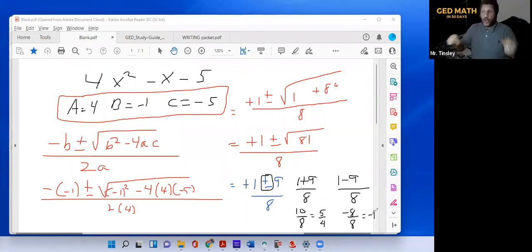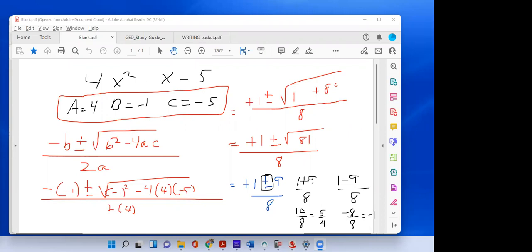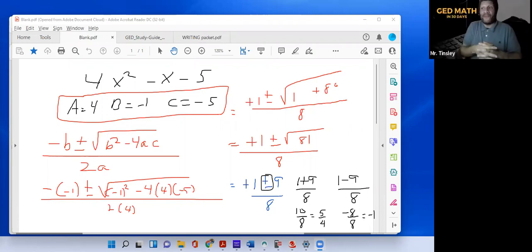But what I want you to do, again, if you know how to use the calculator, you could plug those in. Because if you have to do this problem by hand, and you don't know how to do it, what I would advise you to do is skip it and flag it for review and come back to it once you finish the exam.